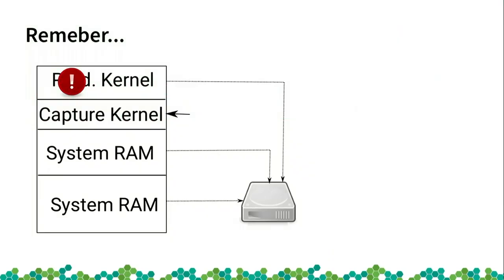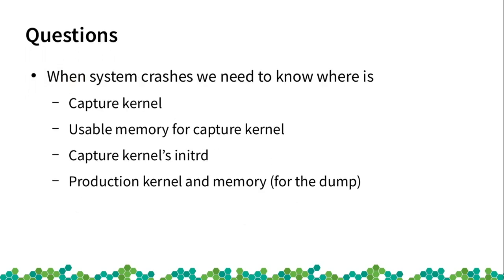Okay, so remember how this works. The capture system takes the memory of the production system and creates a dump file. So the question is, how can the capture system do this? What does it need? Well, what we need when the production system crashes is a capture kernel.